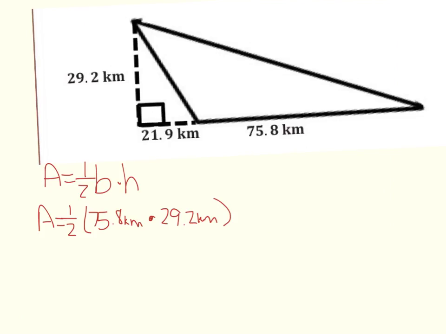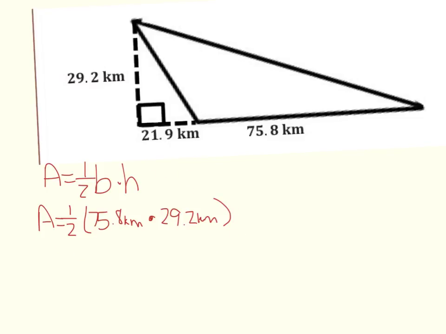Here is another triangle where we had to find the altitude. So the altitude is from this point down until it reaches this point of the triangle. So to start off the area for this triangle, the area formula is area equals 1/2 base times height. So the base is this piece right here, which is 75.8, and then the height, again, is the altitude, which is 29.2, as you can see right here.